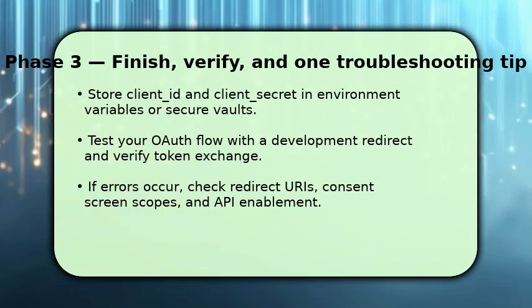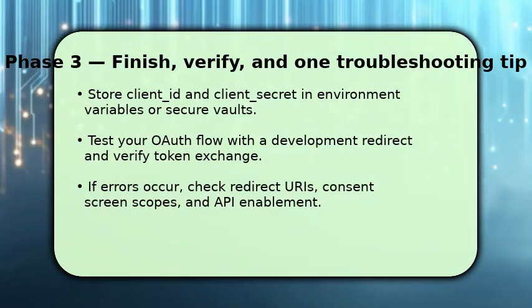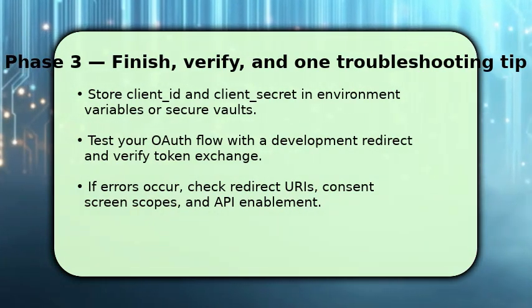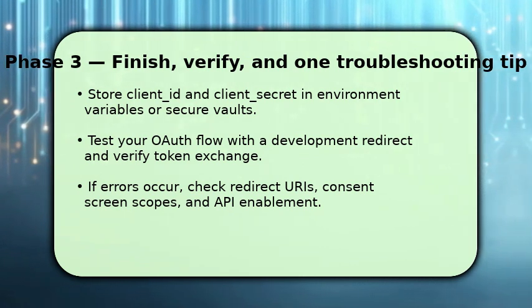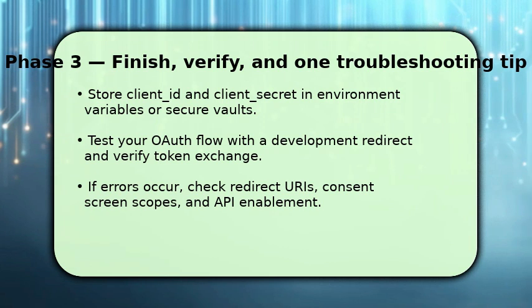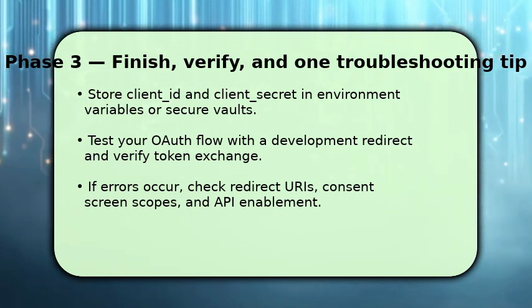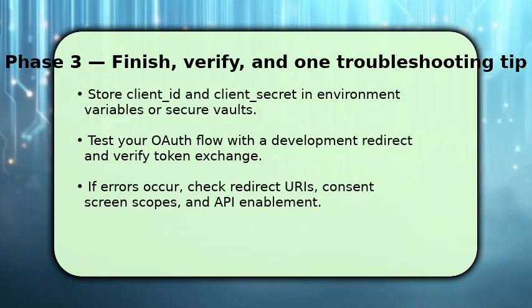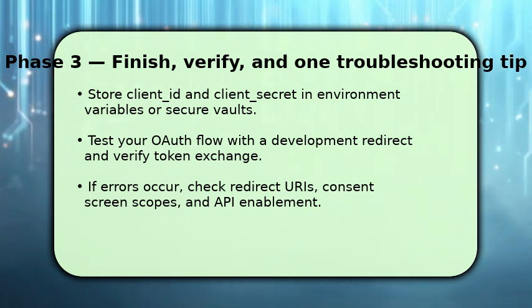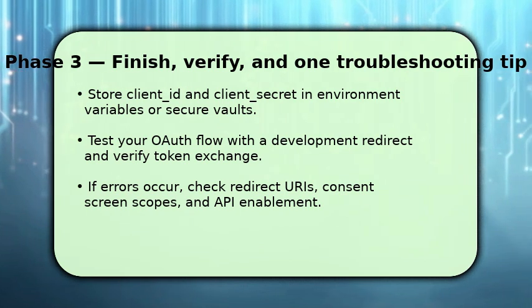Finally, you extract the client ID and client secret from the downloaded JSON and store them securely, environment variables, secret manager, or vault. Then implement and run an OAuth flow in your app. Initiate authorization, confirm the redirect, and exchange the code for tokens to verify everything works. Once verified, consider publishing the consent screen if needed.